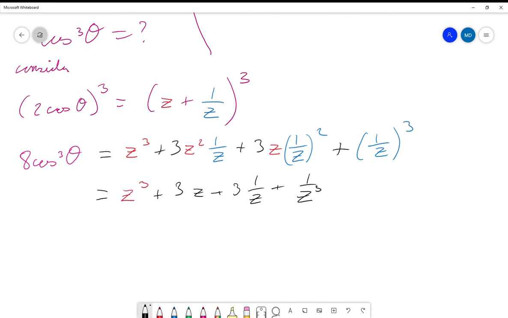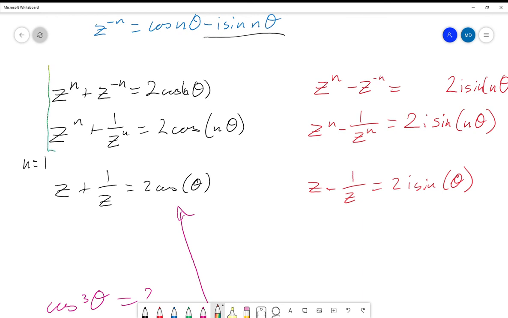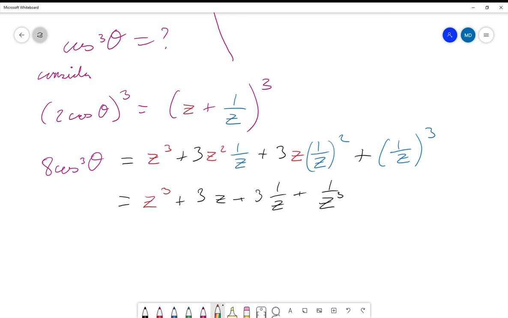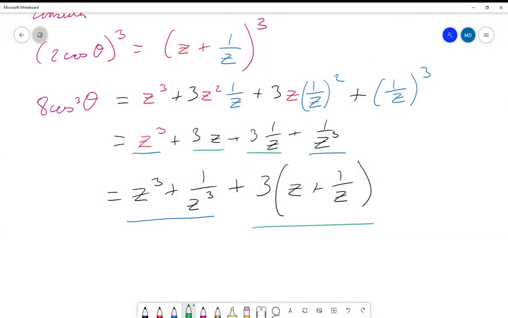And now you might be thinking, well, how does this help me? This doesn't look anything like cosine or sine. But actually we can group them together in exactly the groupings we saw earlier using this principle up here, that z to the n plus 1 over z to the n is equal to 2 cosine n theta. So we want to connect things with the same power, but where one is the reciprocal of the other. So we're going to say that this is equal to z cubed plus 1 over z cubed. Notice how they have the same power, but one's the reciprocal, plus, and let's factor out 3 lots of z plus 1 over z. So this bit and this bit came here, and this bit went there. And we're just factorizing out, rearranging like that.